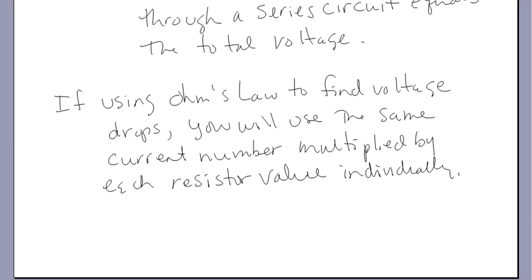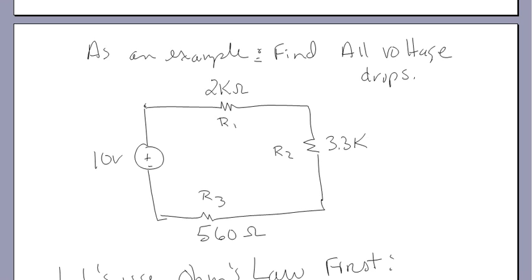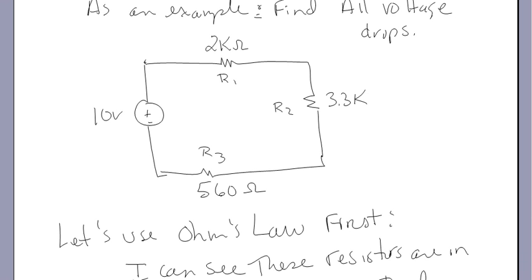If using Ohm's law to find voltage drops, you will use the same current number multiplied by each resistor value individually. As an example, find all voltage drops. We have a 10 volt source, a 2K resistor, a 3.3K resistor, and a 560 ohm resistor.